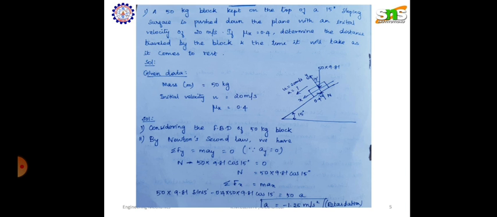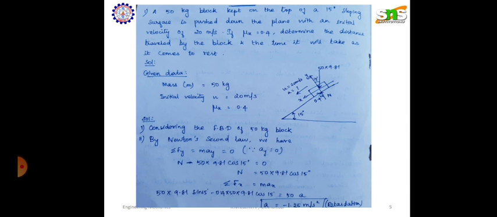For the given diagram, we have to draw the free body diagram first. We have already discussed in more detail about drawing the free body diagram. We have to write the given data also. The data which are given are mass 50 kg, initial velocity u is equal to 20 meter per second, kinetic friction mu k is equal to 0.4.